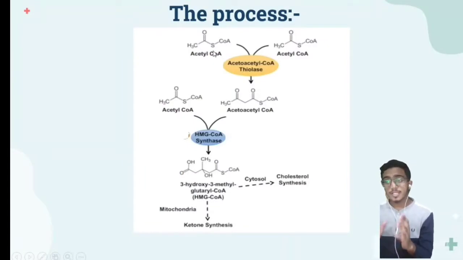Now this is a more detailed diagram of how the process will occur. First, two molecules of acetyl-CoA will undergo condensation in the presence of the enzyme acetoacetyl-CoA thiolase. This thiolase enzyme is the one responsible for the condensation of two acetyl-CoA molecules. And then this will form acetoacetyl-CoA, and it will release one coenzyme A molecule.